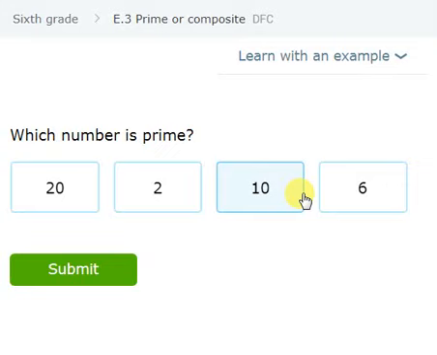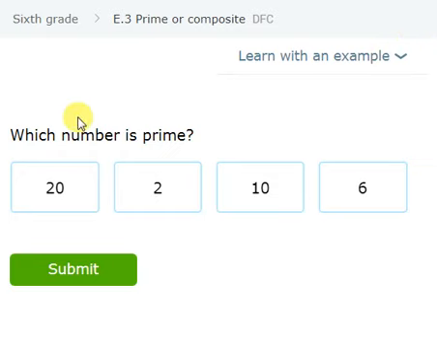In this video, we will practice by identifying prime and composite numbers. But if you don't know what prime and composite numbers are, I am providing my video on that. Please watch that video first.